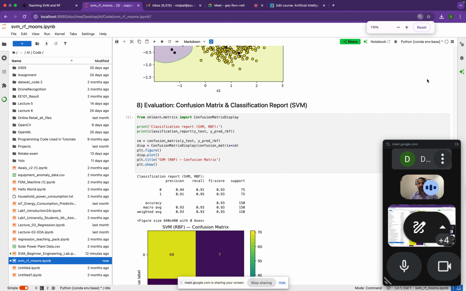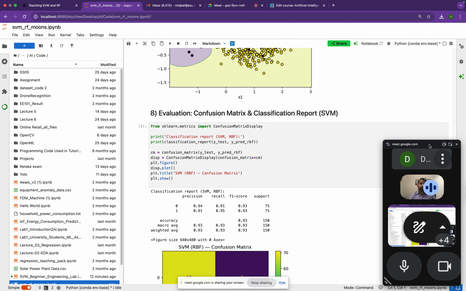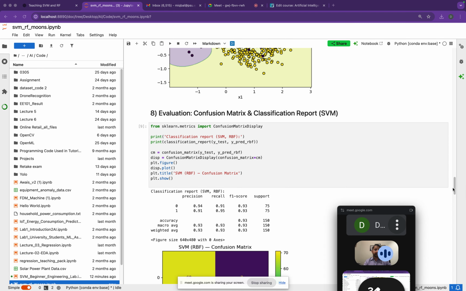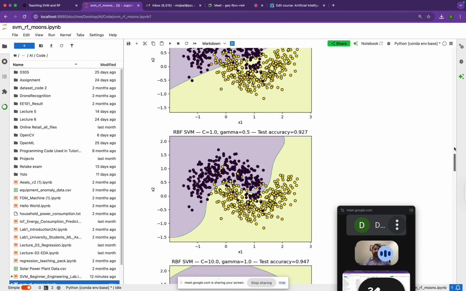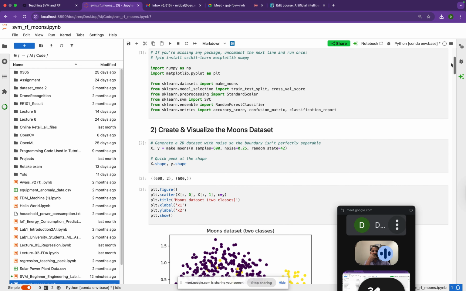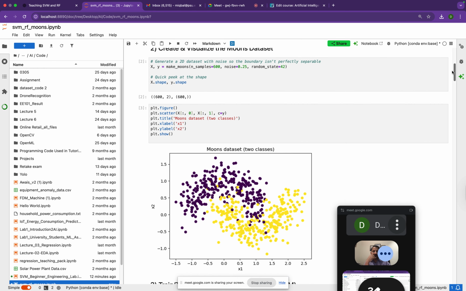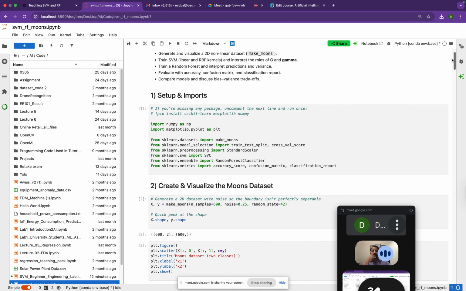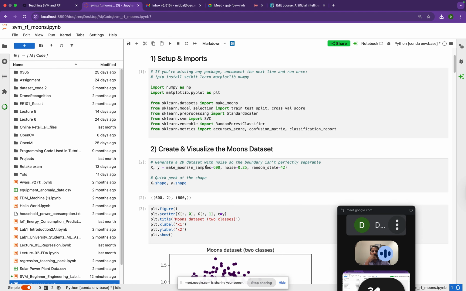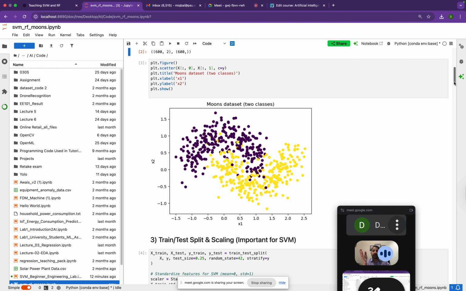I have written this code, which I'll share with you through the LMS. When we create this moon dataset, we randomly generate it through this make_moons algorithm. You see here, we say we need 600 samples and some noise of 0.2 and random state 24. So it automatically generates this X and y shape for us, and then we plot it on a diagram.